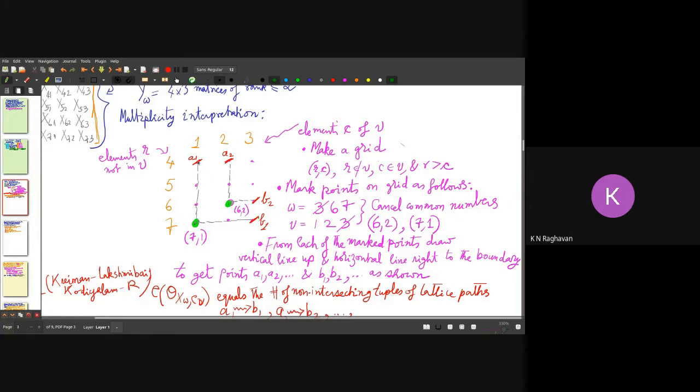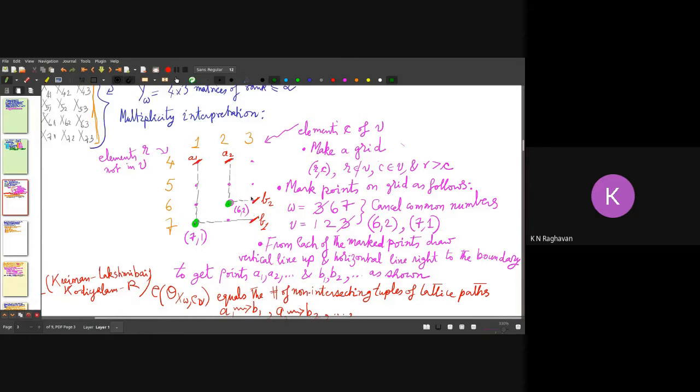So a lattice path is: I start with A1 and go to B2, but I move along either down or to the right, like so. Okay, that is an example of a lattice path. So I must choose a lattice path from A1 to B1 and a lattice path from A2 to B2 such that those two paths do not intersect.